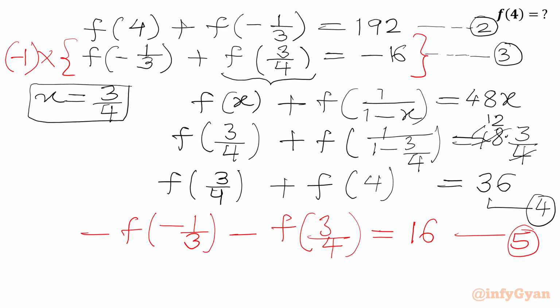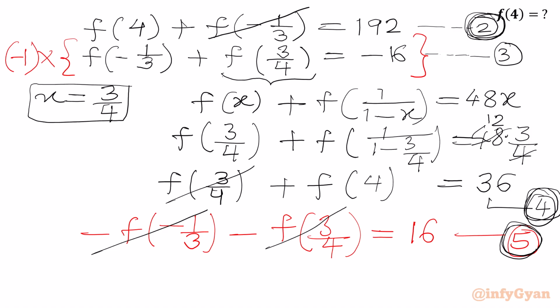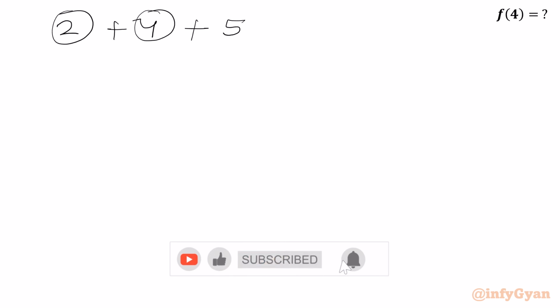Now I will add all the three equations. Equation 2, this equation 5 and equation 4. So f of minus 1 over 3, this will be cancelled out with minus of f of minus 1 over 3. F of 3 over 4, this will be cancelled out, minus of f of 3 over 4. So only f of 4 will be left over there. So we will write here 2 plus 4 plus 5. Equation 2, equation 4 plus equation 5.